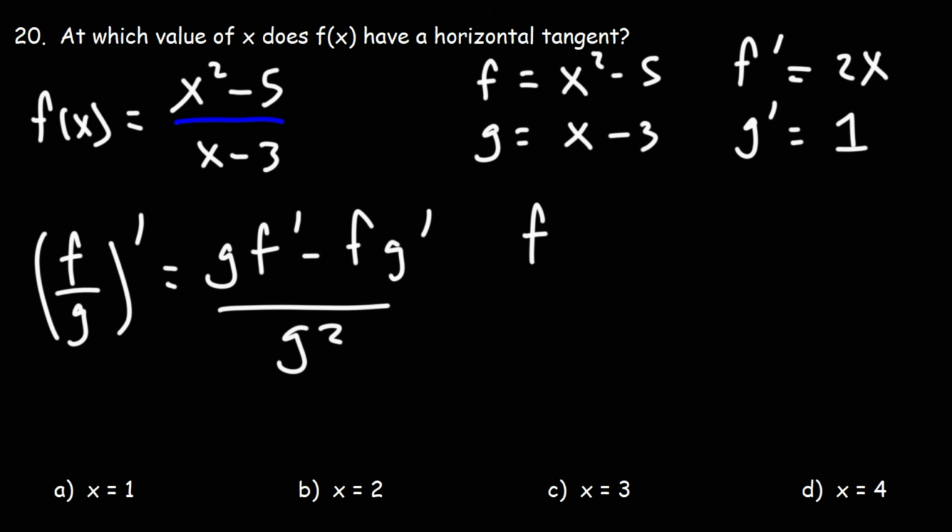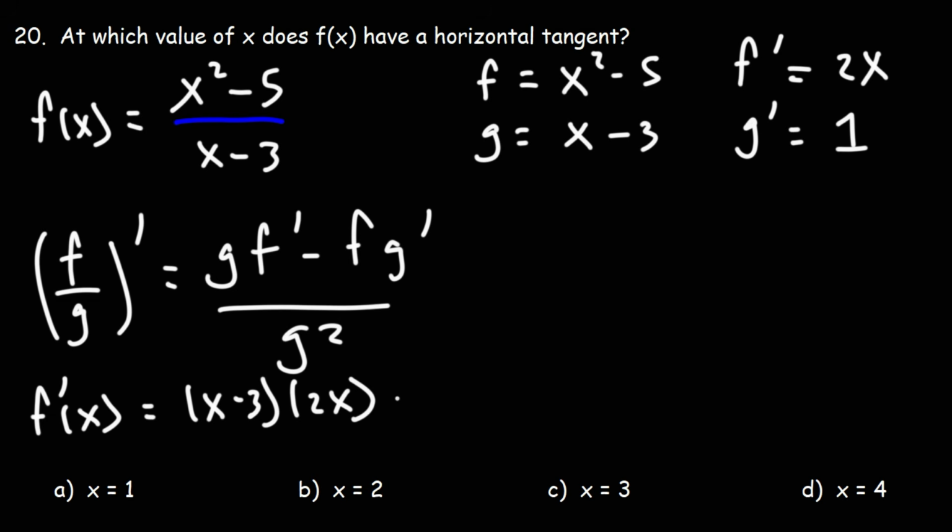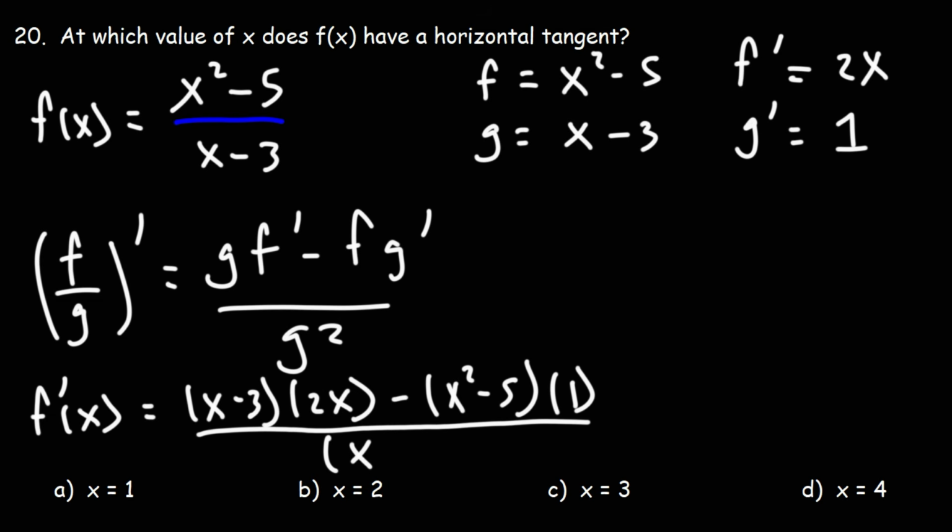So using the formula, we get f prime of x is equal, actually I'm going to need more space. So f prime of x is going to equal g, which is x minus 3, times f prime, which is 2x, and then minus f, which is x squared minus 5, times g prime, which is 1, divided by g squared. So that's x minus 3 squared.